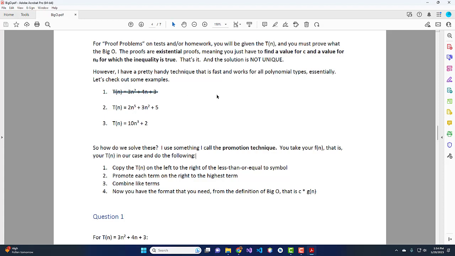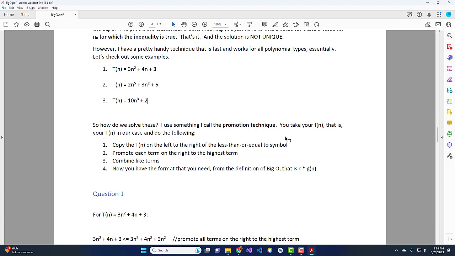We have one example where an algorithm has a time complexity of 3n squared plus 4n plus 3. Another one has 2n to the fifth plus 3n squared plus 5. And then 10n cubed, which is 10n to the third plus 2. So these are all possibilities.